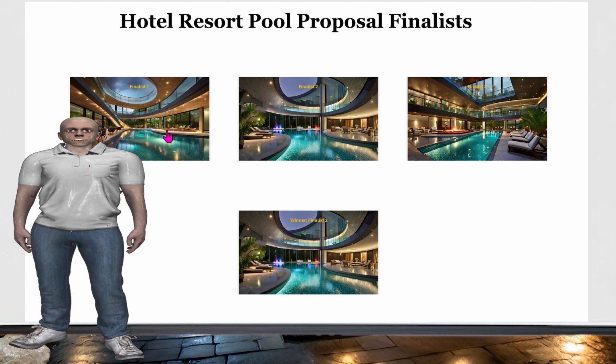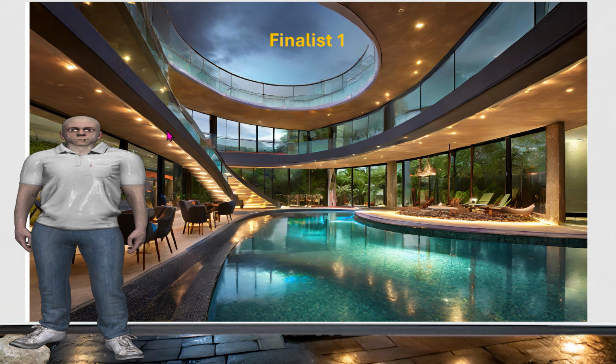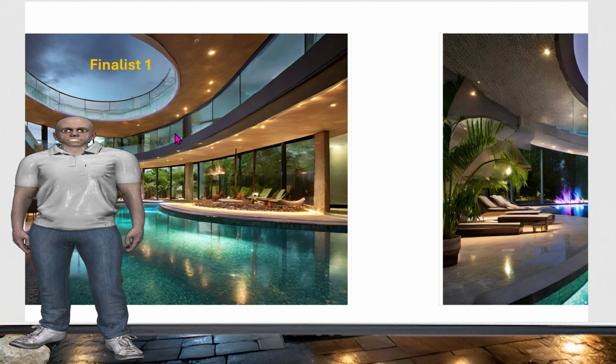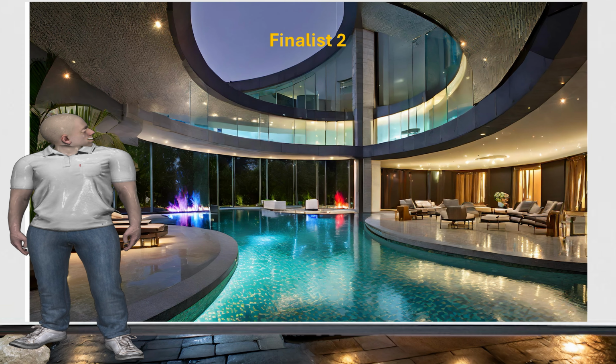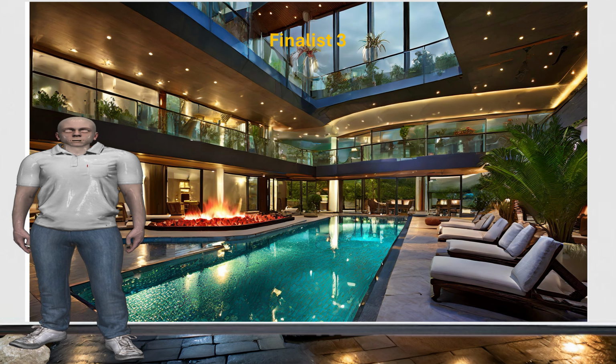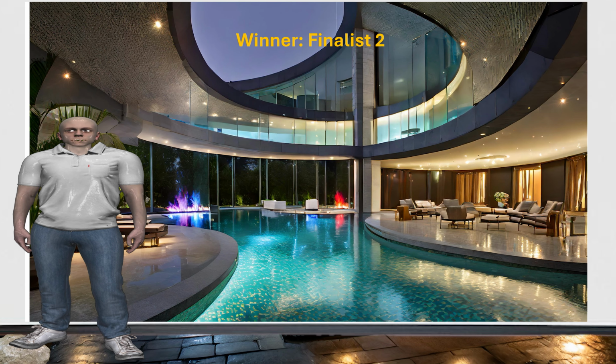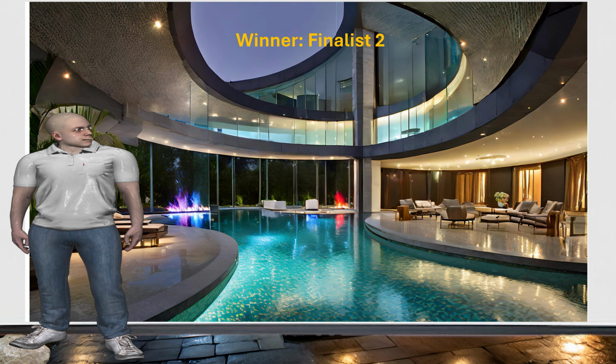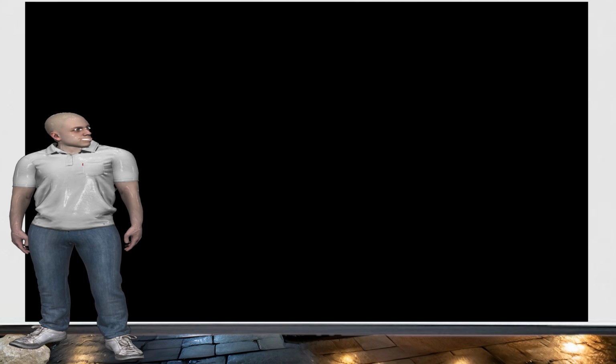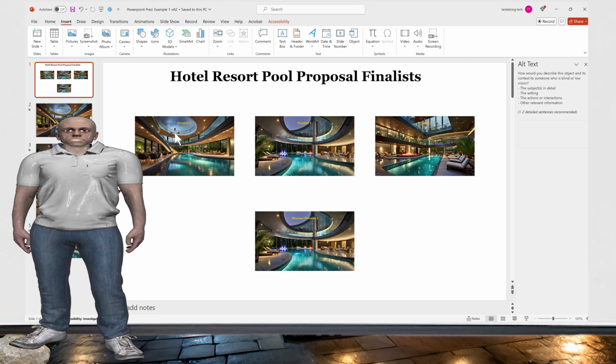And if I click on Finalist 1, it zooms into Finalist 1. If I click again, it goes over to Finalist 2. And if I click again, it goes over to Finalist 3. Furthermore, if I click once more, it goes to the winner, which is Finalist 2. If I click again, it'll show me a black screen, and then it'll end the presentation.